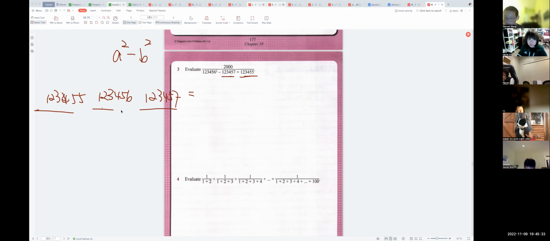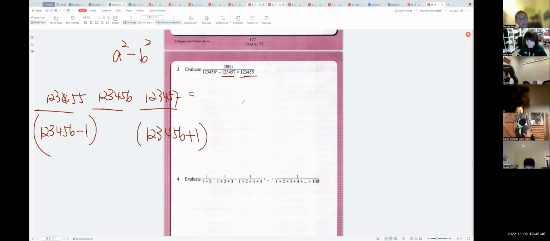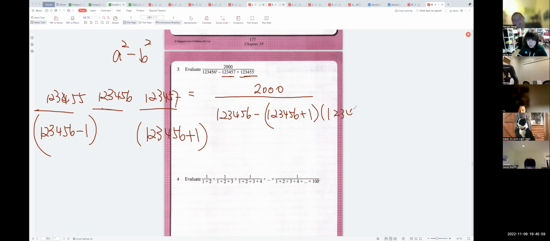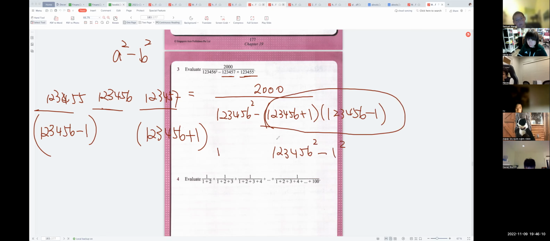So what is the difference? You can understand that 123456 minus 1 equals 123455, and 123456 plus 1 equals 123457, right? Okay, so this question became 2000 over 123456 squared minus (123456 plus 1) times (123456 minus 1). So this one equals what? Equals 123456 squared minus 1 squared.